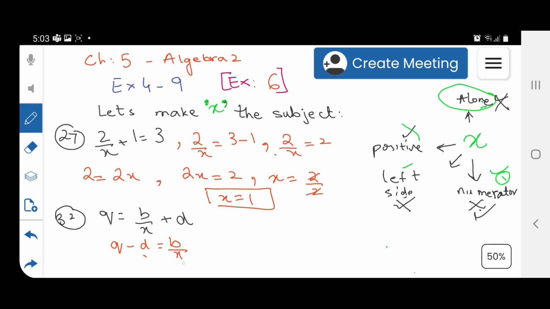Now this x is in the denominator, so we can send it to the numerator. So you can write it as x will be multiplied by both of them, so I am making a bracket, equals b. Now this is in the numerator, this is on the left side, this is positive. To make it all alone, just shift this whole bracket to the other side. So these two terms are multiplying, we can send it to the other side and it will go in the form of division. So you can say that x equals b by q minus d. So this is the answer.